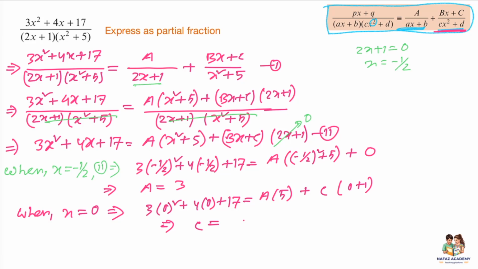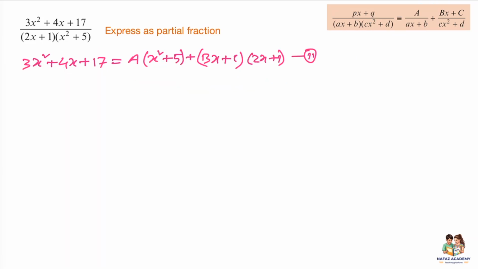Okay, so C equals B times 0, that is 0, you know that, so it is C only. What is the value? A value is 3, so 3 times 5, that is 15 plus C, and the left side is 17. C equals 17 minus 15, it is 2.